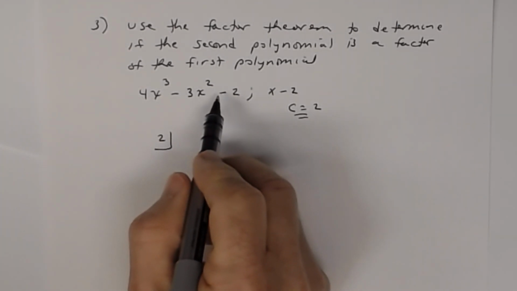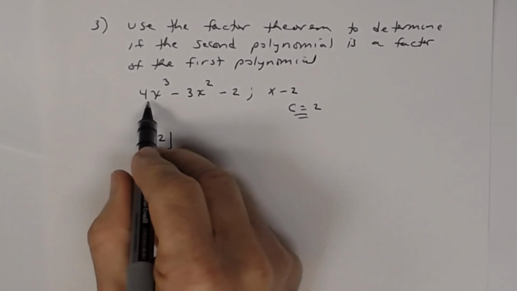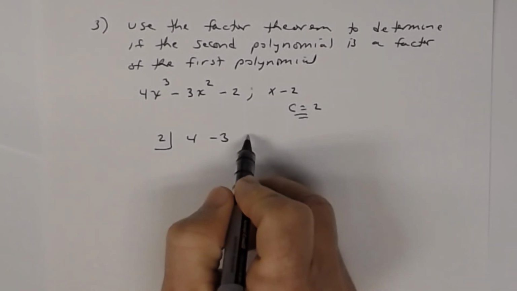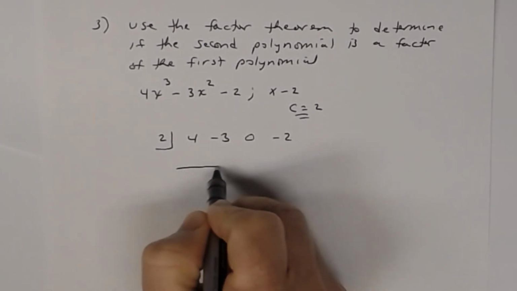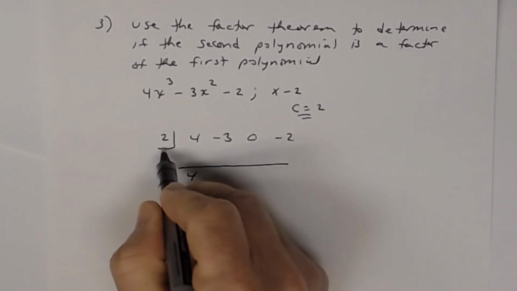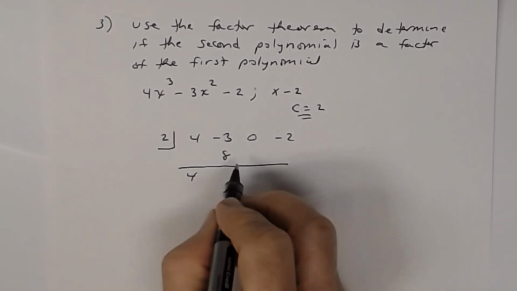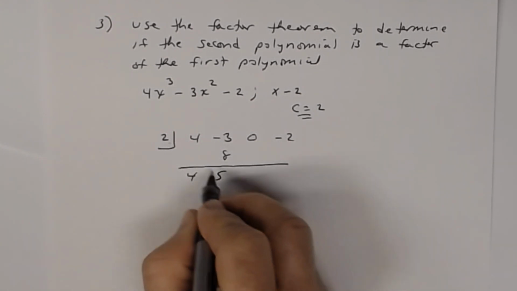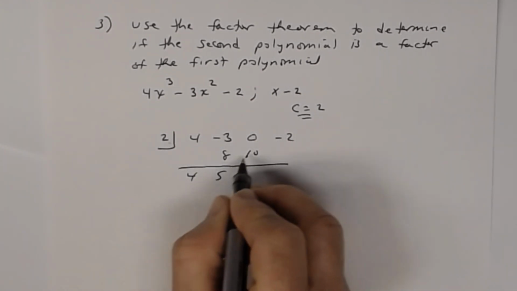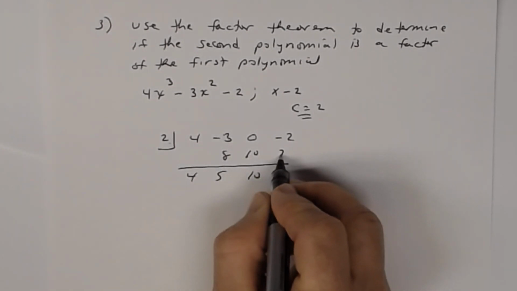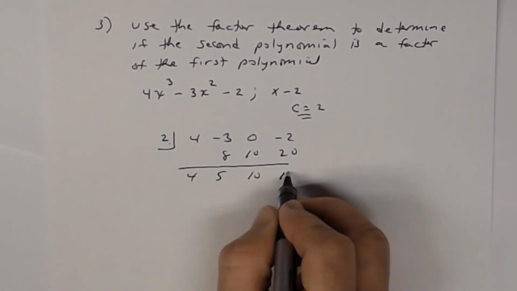So I'm missing the x term, so I'm going to need to put a 0. So I have 4 in descending order, negative 3, then 0, and then negative 2. All right, so bring down the 4, then multiply. 2 times 4 is 8. When I add, negative 3 plus 8 is 5. Multiply, I get 10. 2 times 5 is 10. Add, I get 10. Multiply, I get 20. And when I add, I get 18.